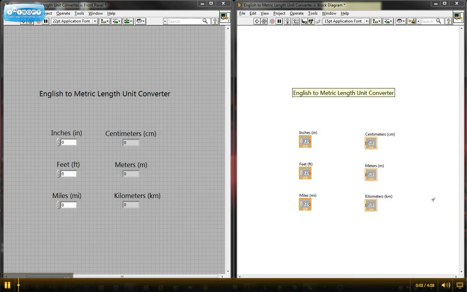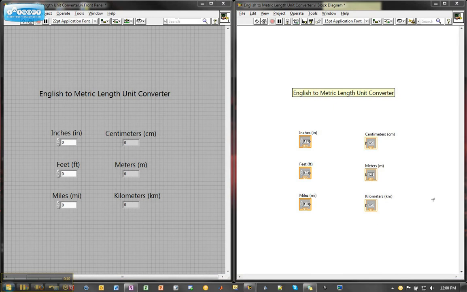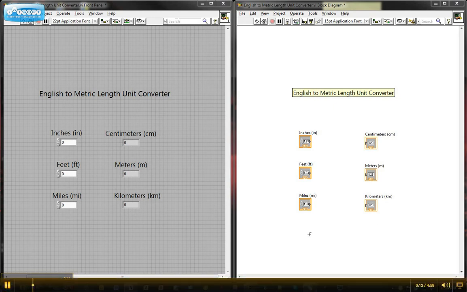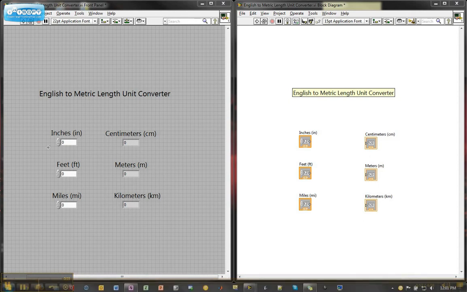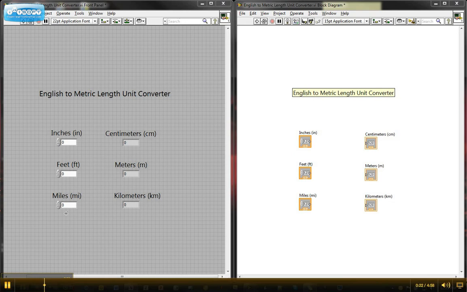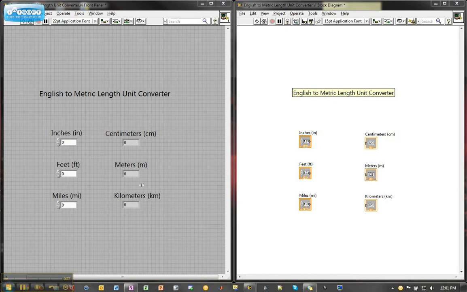I'm going to be showing you how to make a program using LabVIEW that will convert units of length from the English system to the metric system. Now, we have our English system, inches, feet, miles, right here on the left. Those are all the controls that we're going to use to input values, and then we're going to get output values here on the right, the indicators, which are centimeters, meters, and kilometers, the metric system of length.